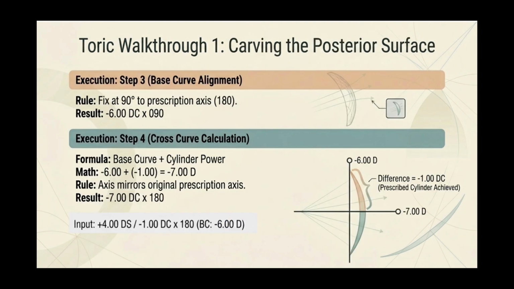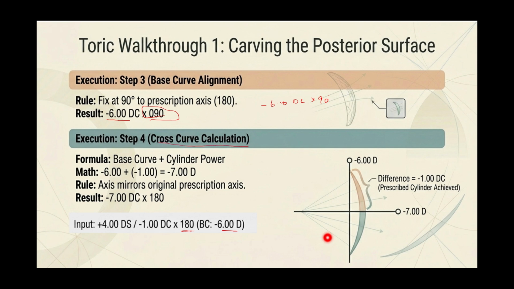Now let's go to step 3, that is base curve alignment. We know this is our base curve and this is the prescribed axis. We have to now rotate it 90 degrees away from the prescribed axis. So this is the base curve, which is -6 diopter cylinder. Rotating it by 90 degrees leads us to 90 degrees. So the other half of our denominator will be -6, that is, our base curve is -6 diopter cylinder at 90 degrees.